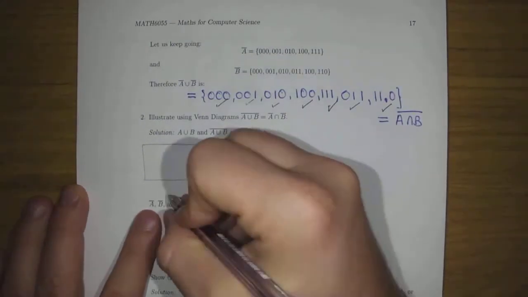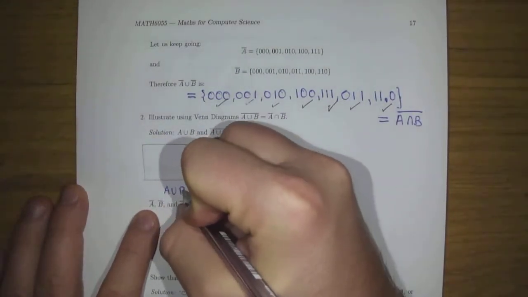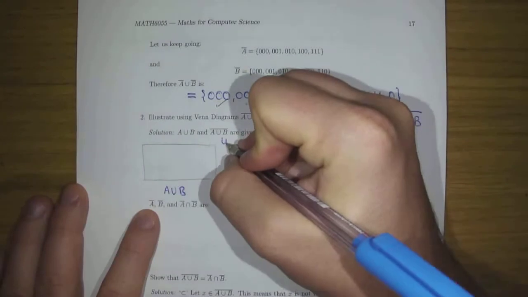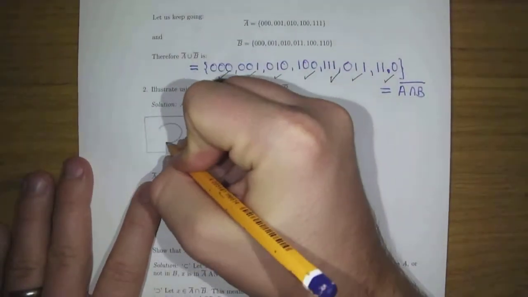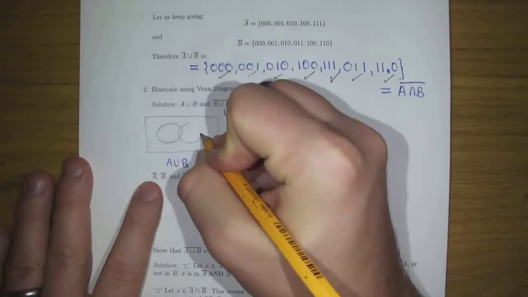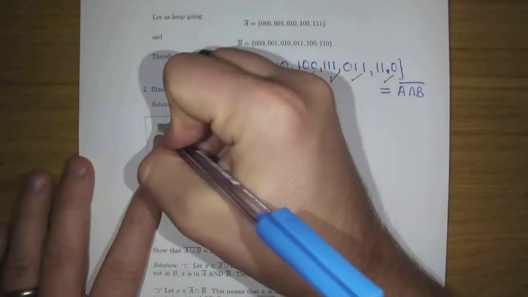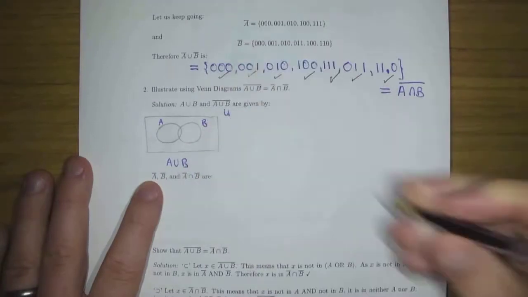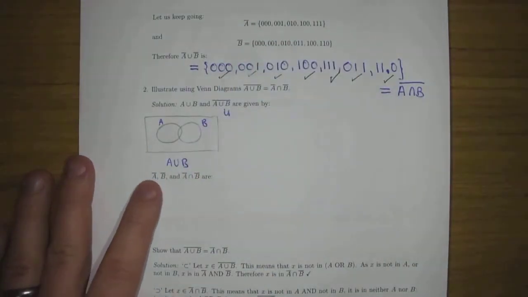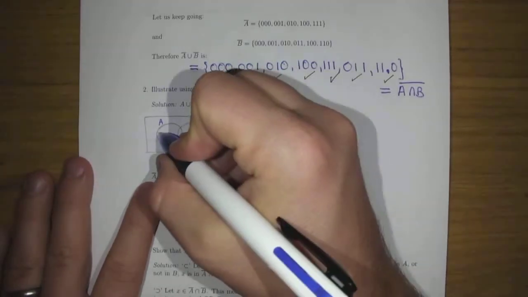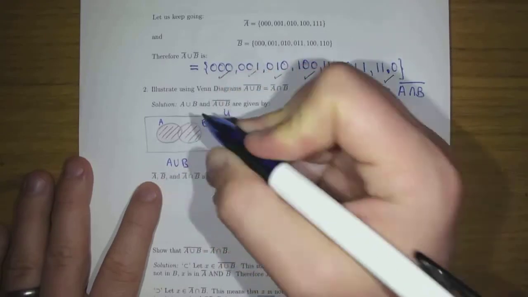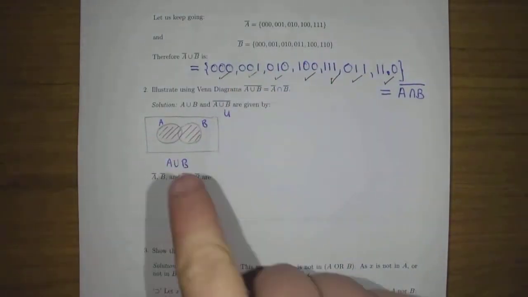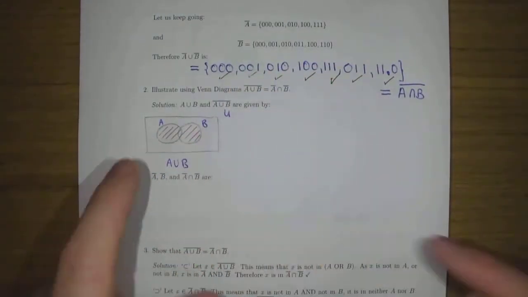So this is going to be A union B here. So I need a universal set, I need a set A, and a set B. And so all the elements that are in A or B. That's all, this is all A or in B. Okay, and the not that is everything that's not in there. It's obviously going to be the bit outside.